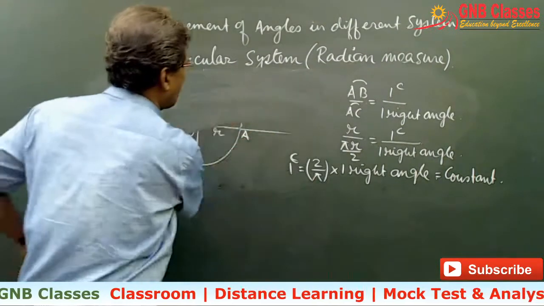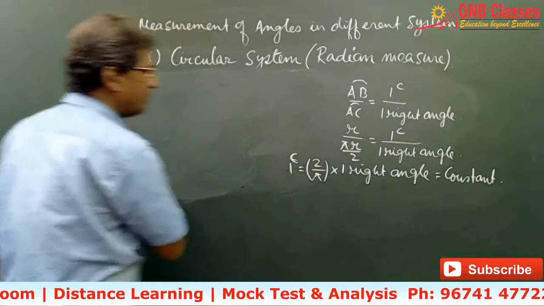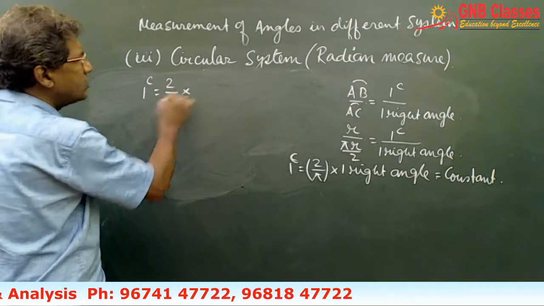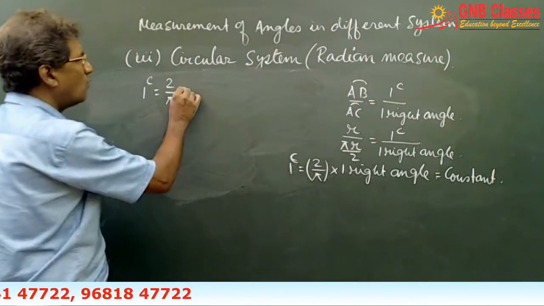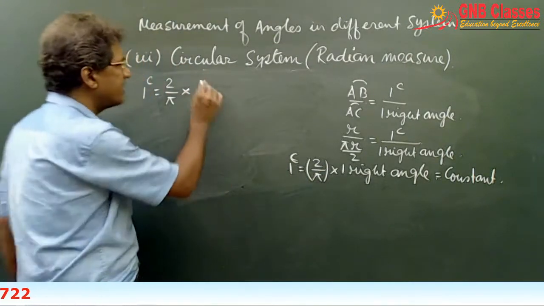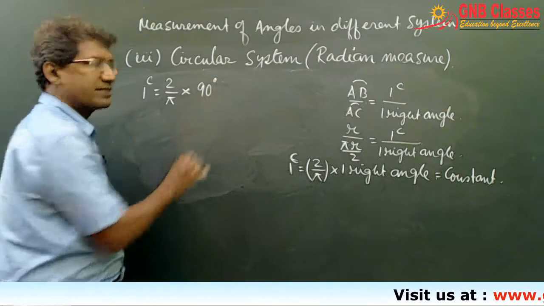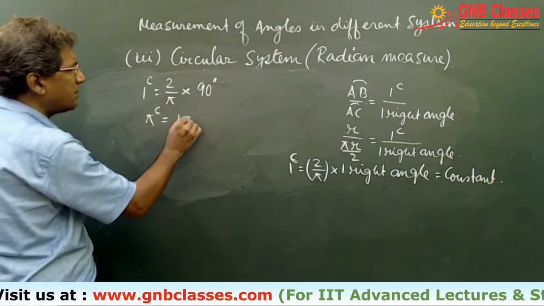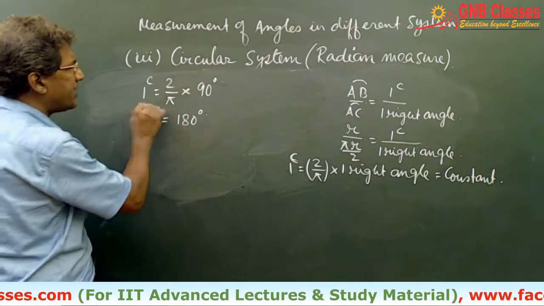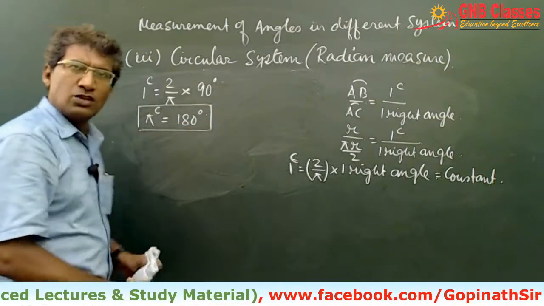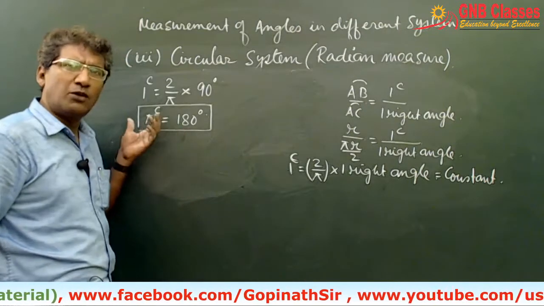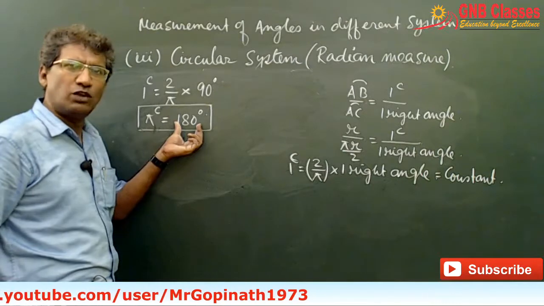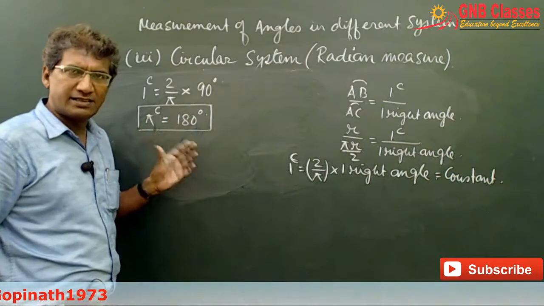Now see this one. 1 radian is 2 by pi into 1 right angle. 1 right angle means how many degrees? It is 90 degrees. Is it clear? So if I cross multiply, we get pi radian is nothing but 180 degrees. So the relationship that we got between radian and degrees is that pi radian is always equal to 180 degrees. Is it clear to everybody?